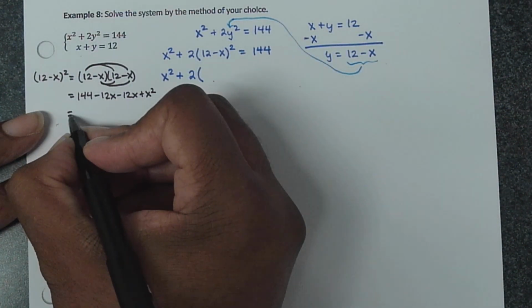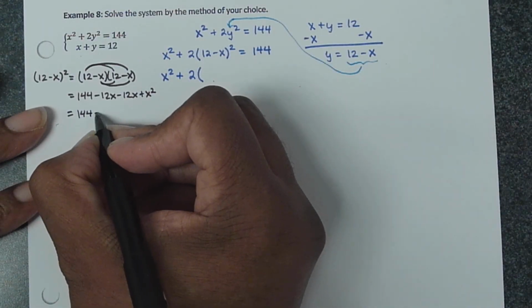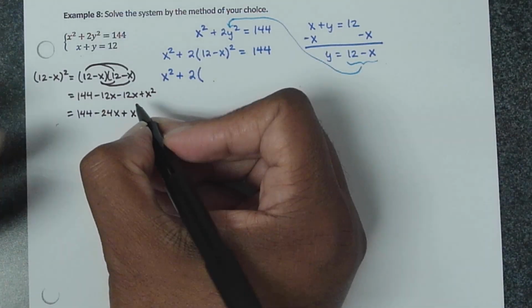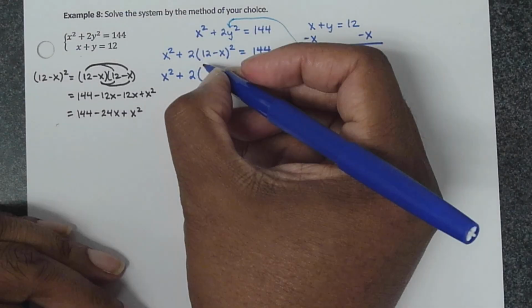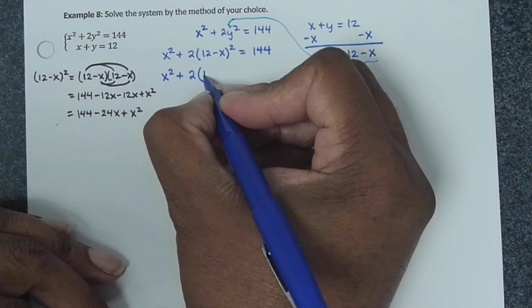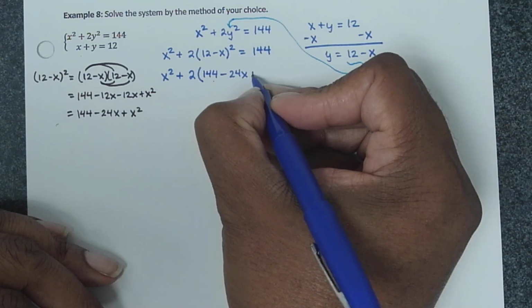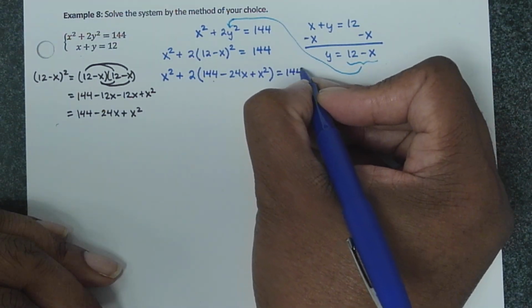And then combine like terms, this will be 144. Minus 12x and a minus 12x will be minus 24x plus x squared. So that's what 12 minus x quantity squared will be: 144 minus 24x plus x squared. Then bring down the equals 144.